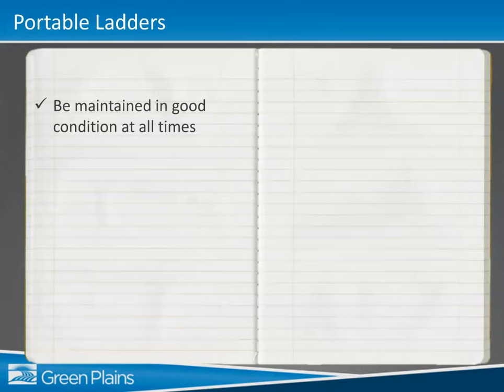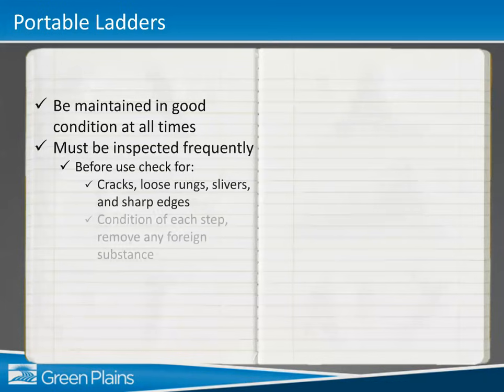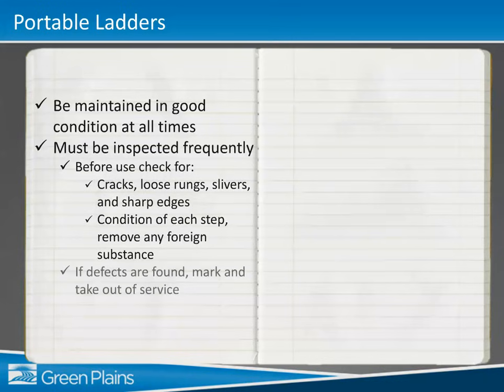Portable ladders must be maintained in good condition and inspected frequently for defects. Ladders should be inspected before use. Check for cracks, loose rungs, slivers, and sharp edges. Never paint ladders, as the paint can hide potentially dangerous conditions. Check the condition of each step. Remove dirt, oil, grease, and other substances that could cause slips.